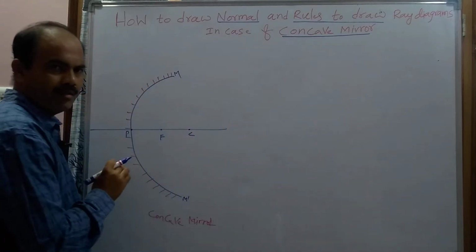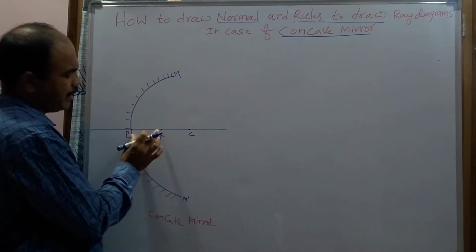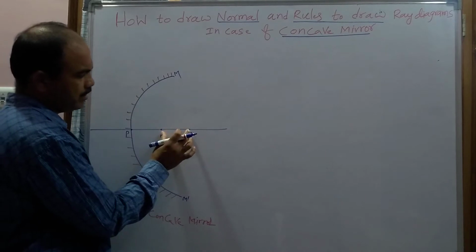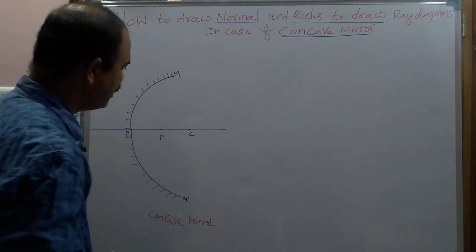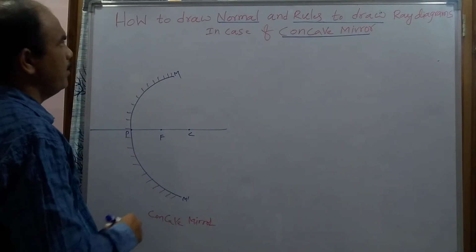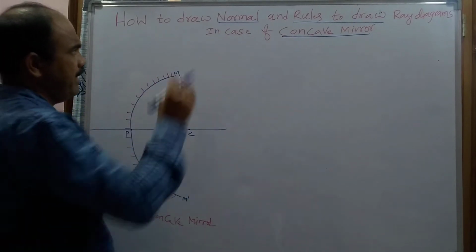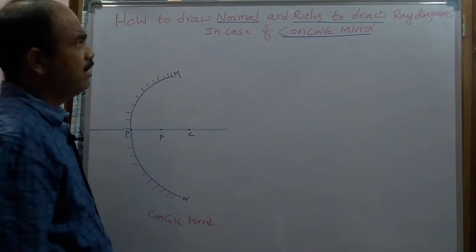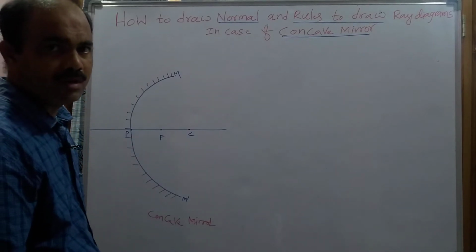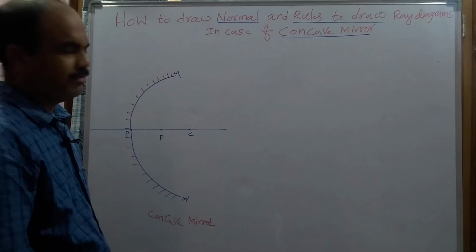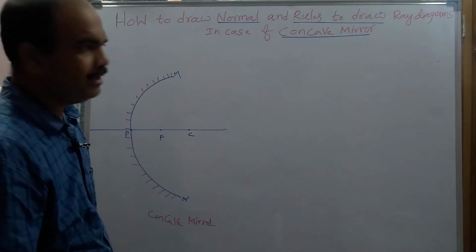But when you are drawing, take one precaution. The distance you take between P and F, the same distance you must take between the focus and the center of curvature. That is important. Now it is a concave mirror, and I am going to draw the normal at any point. Why should I draw the normal? To measure the angle of incidence and angle of reflection, and to draw diagrams of the different types of images formed by the concave mirror or convex mirror. So you should know the normal.